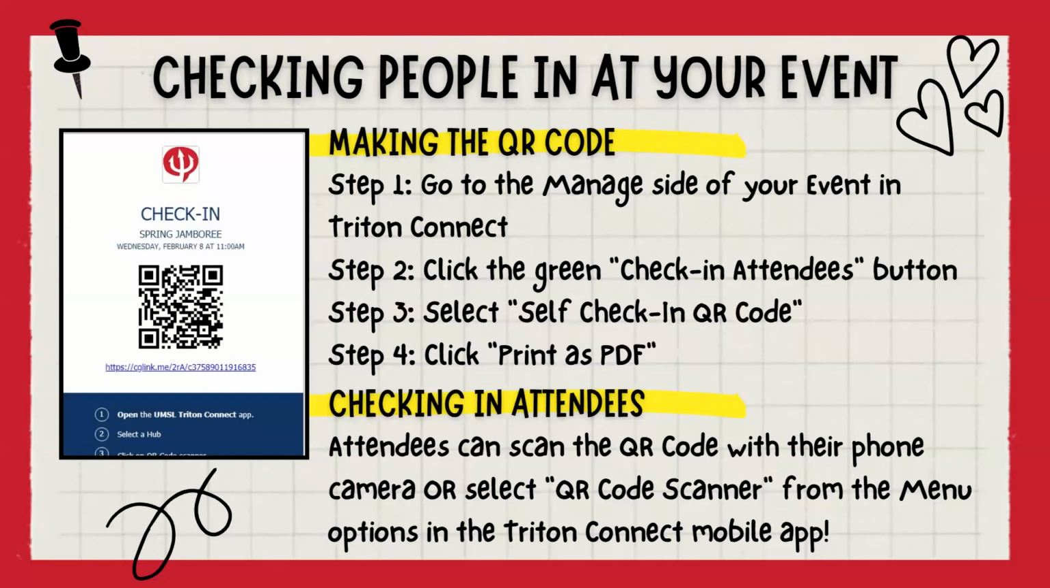And to do this, step one, go to the Manage side of your event in Triton Connect. Click the green Check-in Attendees button. Select Self Check-in QR code, and then click Print as a PDF. And you can print out a copy or a couple of those and have them ready to go at your sign-in table. Attendees can scan that QR code with their phone camera or select QR code scanner from the menu options in the Triton Connect mobile app. So it's a very, very good and flexible feature for you.